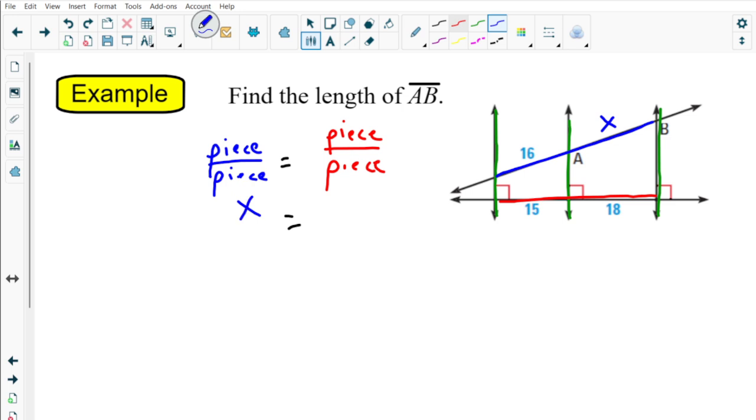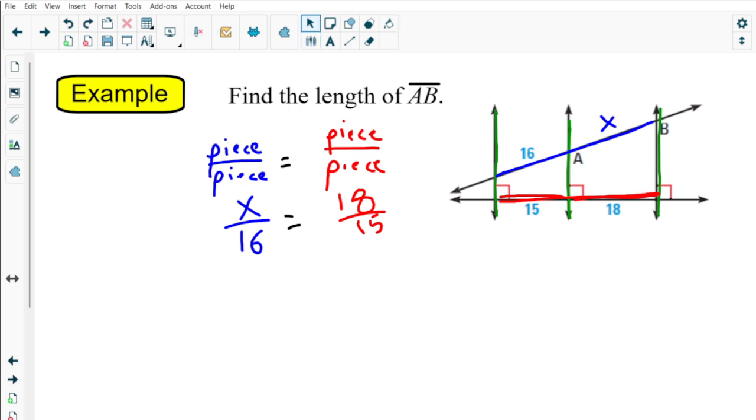So if I've got x on the top, I'm going to match it up with the other blue piece. And in this case, the other blue piece is 16, equaling piece over piece on the red. Remember, we need to keep consistent. So since x went on top, the matching part in the red is the 18. And matching up with the 16 is the 15. So that's our setup, matching up our pieces.